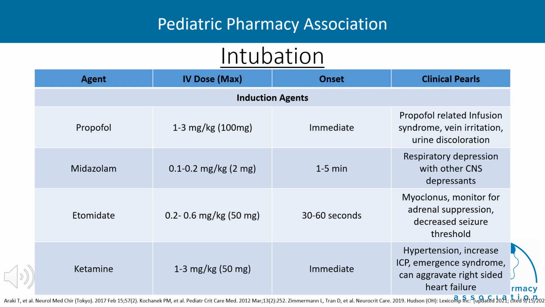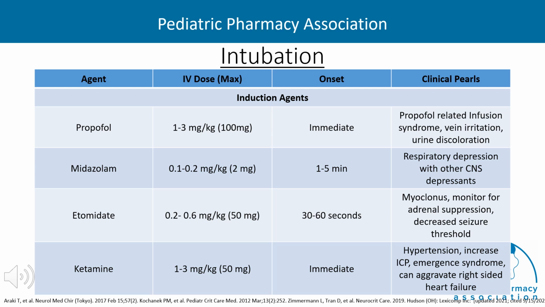The next agent is etomidate, which has an onset of 30 to 60 seconds. Adverse effects include injection site pain, adrenal suppression, which can be overcome with steroids, and it can also decrease seizure threshold, so it may not be the best agent for patients who are at risk of seizures.